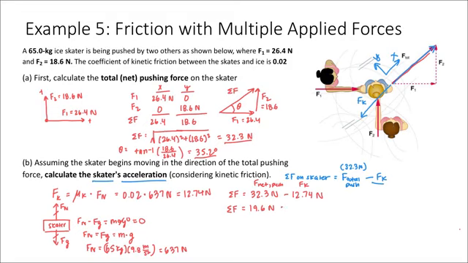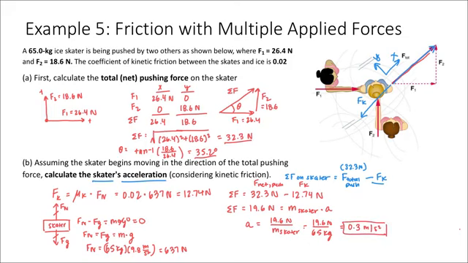So again, this is equal to the mass of the skater times the skater's acceleration. I'm not going to say x or y direction. It's just, we have this other direction going on. That's fine. So then the acceleration would be this net force, this 19.6 newtons divided by the mass of the skater, which is 19.6 newtons divided by 65 kilograms, which is equal to 0.3 meters per second squared.